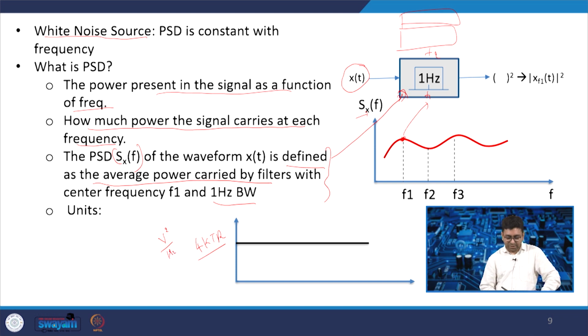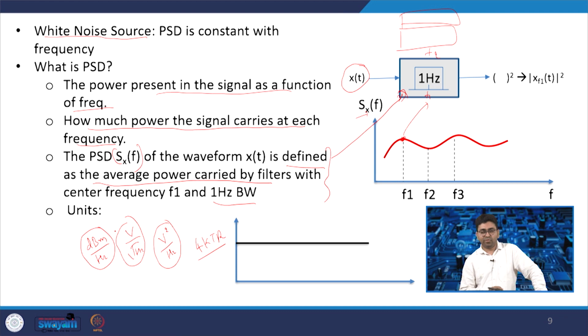Sometimes it is also mentioned in dBm per hertz. So it has three units: volt squared per hertz, dBm per hertz, or volt per square root hertz. These three units are used to represent the noise voltage. And here this is the frequency, and this is the power spectral density Sx(f).